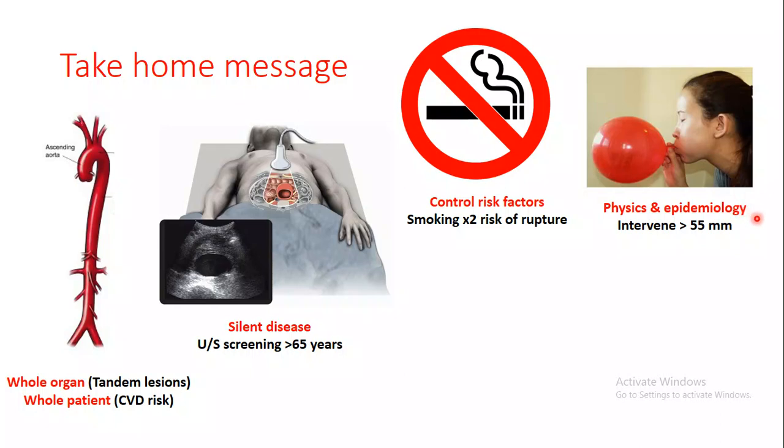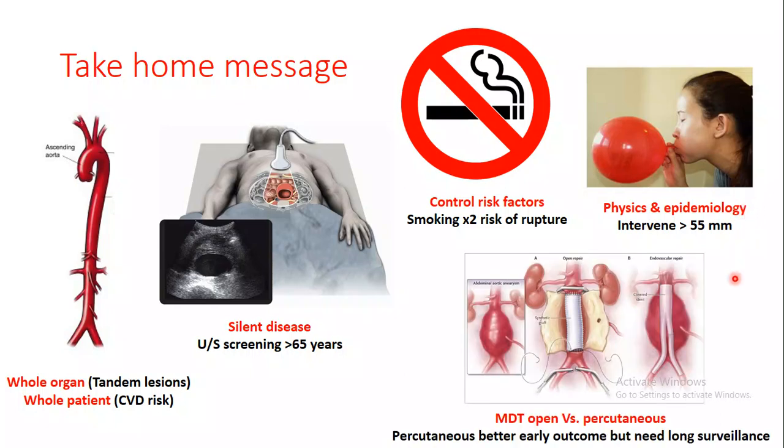for infra-renal abdominal aneurysm. And the choice between open or percutaneous solution, taking into consideration the age and life expectancy of the patient, taking an important point that the percutaneous solution has significantly lower 30-day mortality, but on the other hand, it has a high likelihood of reintervention and complication in the long term.